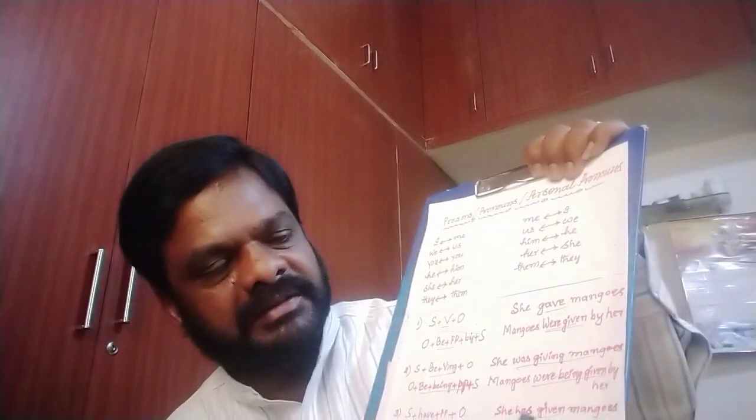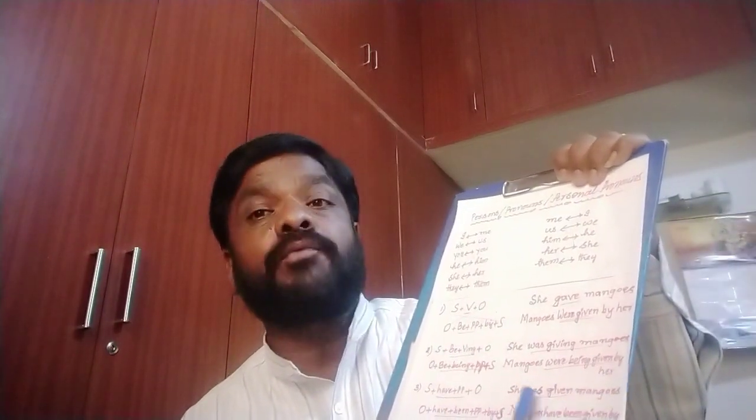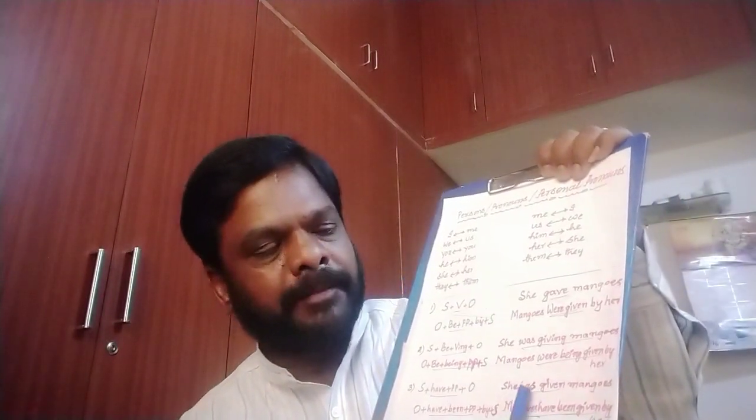In the same way, here, she has given mangoes. I have used have form. So she has given mangoes. Mangoes goes to the subject place. Has becomes have here because mangoes is plural. So mangoes have been. That means have form plus past participle becomes have form plus been plus past participle. So mangoes have been given by her.